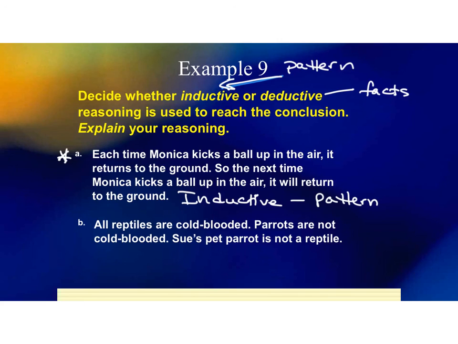Let's try the next one. All reptiles are cold-blooded. Parrots are not cold-blooded. Sue's pet parrot is not a reptile. So this is based on facts about birds and reptiles. So this would be deductive reasoning, because it's based on a fact of what we know about reptiles and birds or parrots.